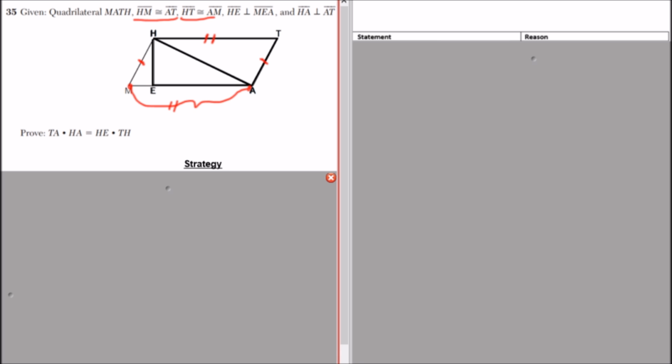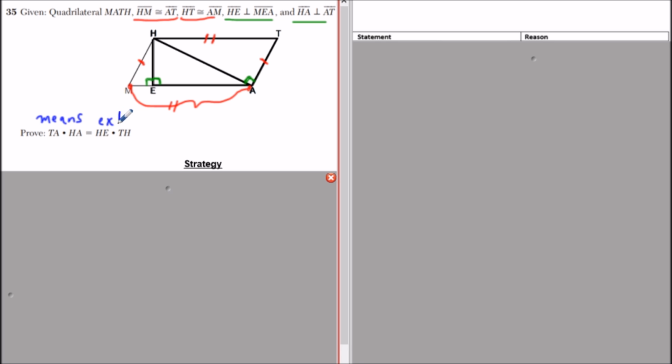And now we have HE is perpendicular to MEA, so we could draw in a right angle here and here if need be. And we have HA is perpendicular to AT, so we have a right angle in this corner as well. And the goal is to prove that the product of these two segments equals the product of these two segments.